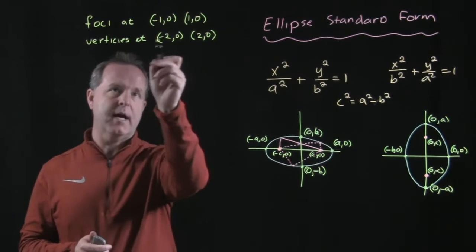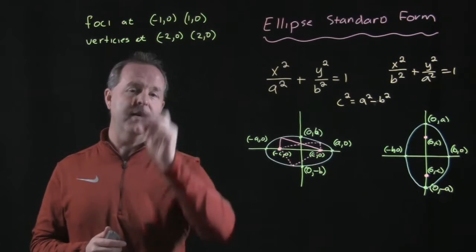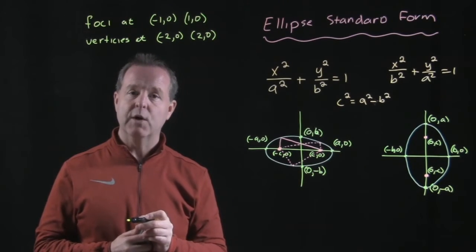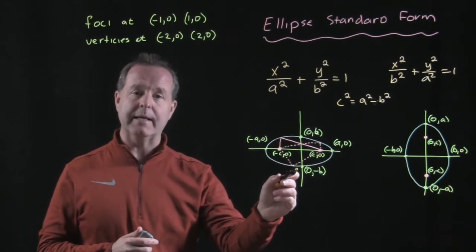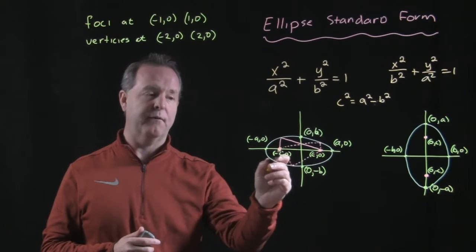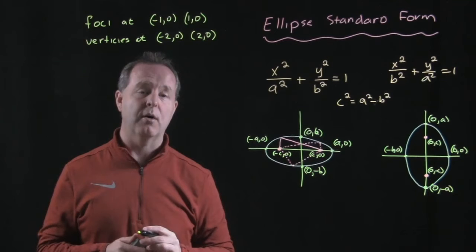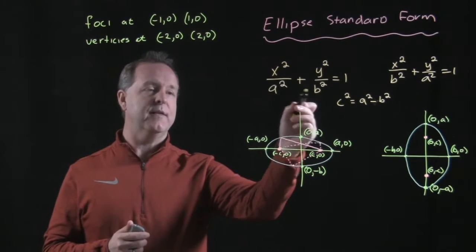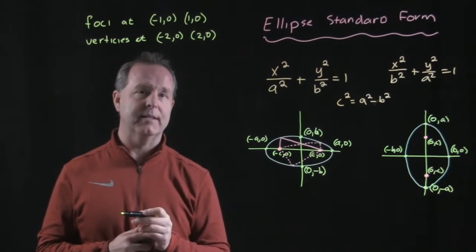Well, notice that our foci are at (-1, 0) and (1, 0). Those are on the x-axis. So because of that, we know that we have a horizontal ellipse. If our foci are on the x-axis, that is our major axis. So from there, we have this equation that we're trying to develop. That's the equation in standard form.